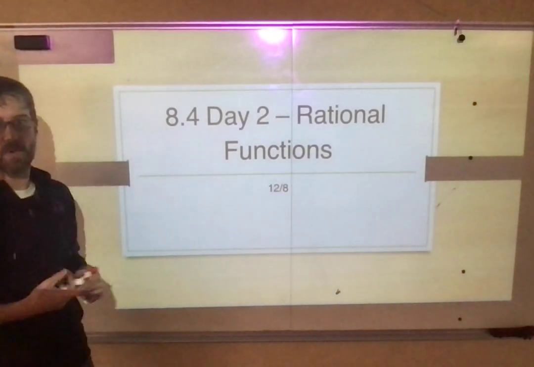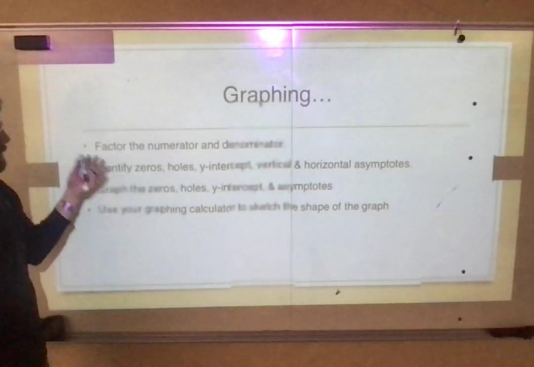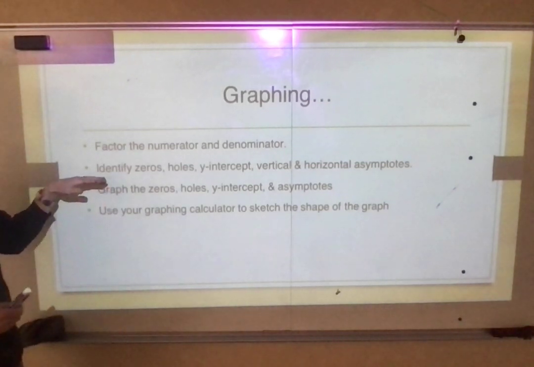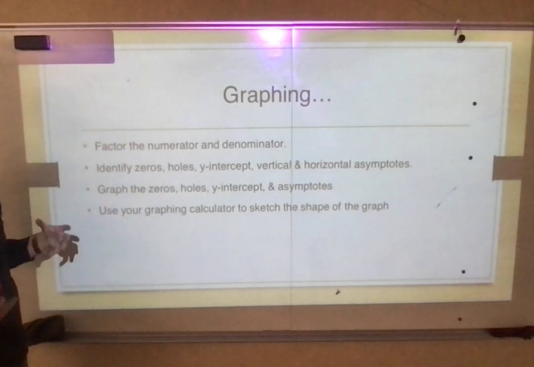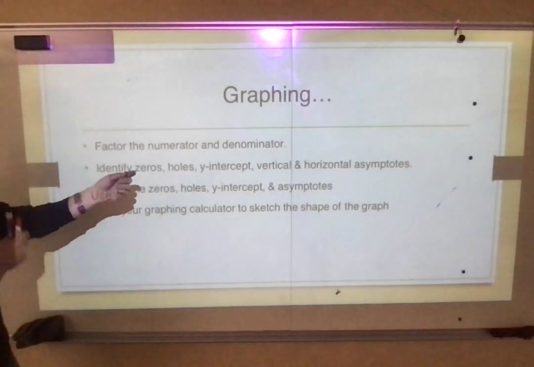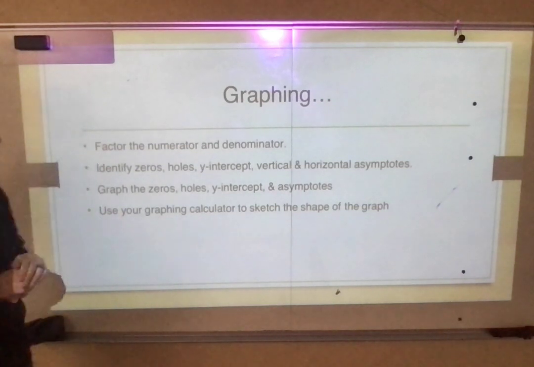In this video we'll be graphing rational functions. So what are our steps for graphing rational functions? They are these. We're going to start by factoring the numerator and denominator, using the factored form and our degrees to figure out all of this important information, these important elements: zeros, holes, the y-intercept, and vertical and horizontal asymptotes.